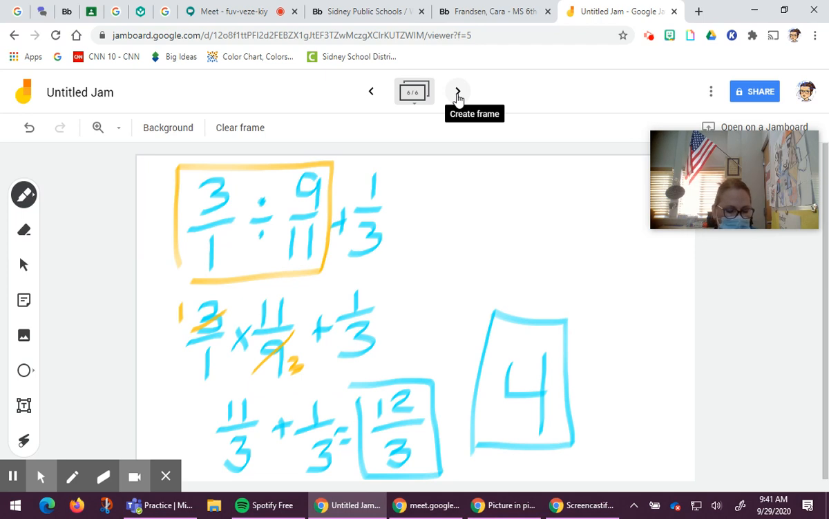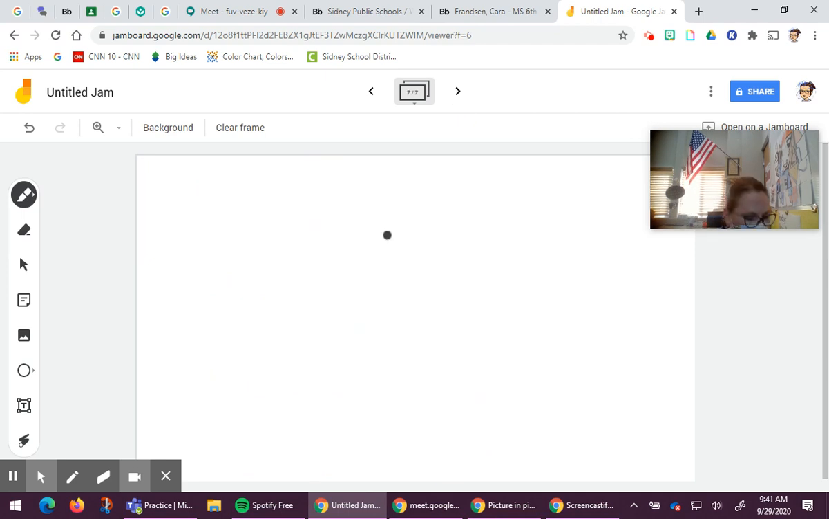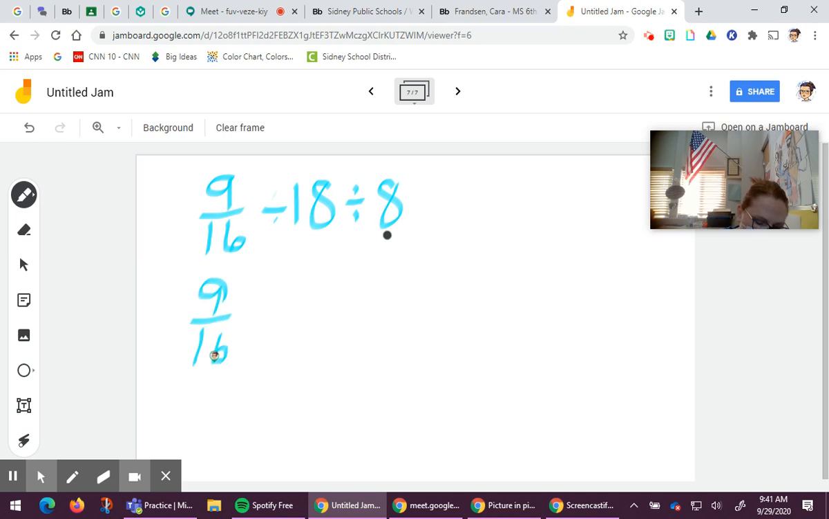I'm trying to do it in my head. I cannot. I cannot do that in my head. So 9/16 divided by 18, divided by 8. I work from left to right. 9/16 times 1/18 is... Wouldn't it be 18/1?